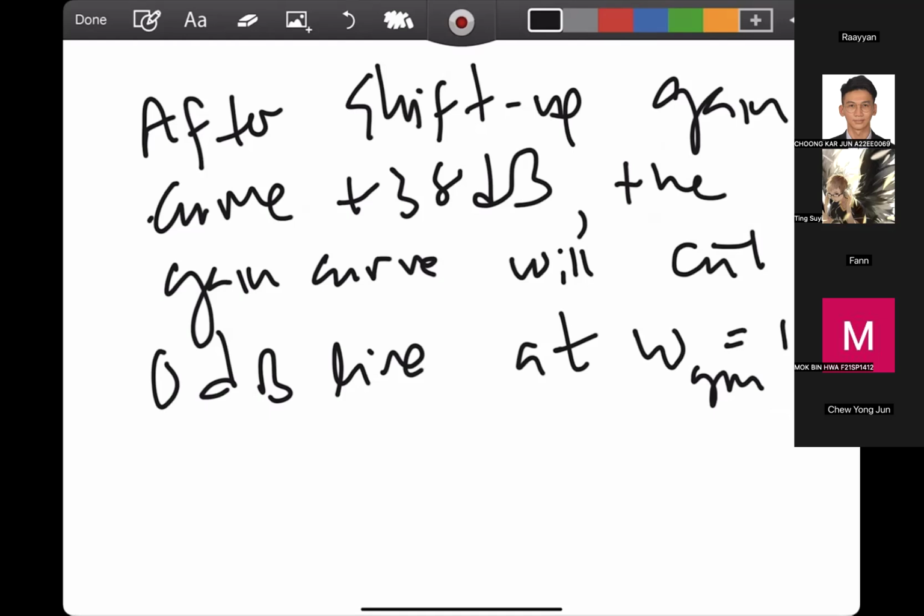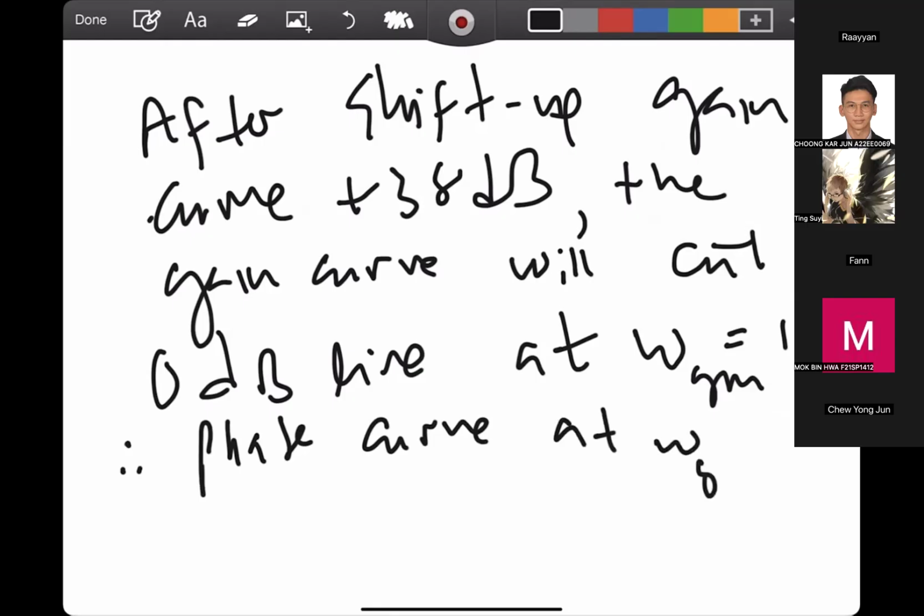Okay, so omega GM, the gain crossover frequency, is very important because it indicates the phase margin value. Okay, so therefore the phase curve at omega GM, 1 radian per second, is minus 100. Okay, roughly.